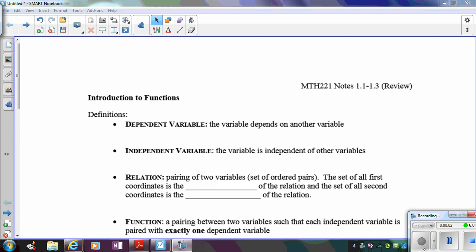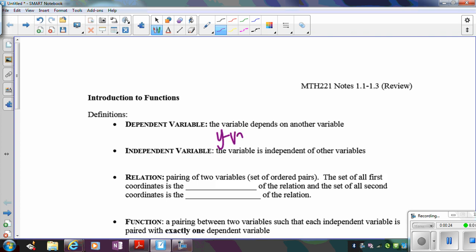In Chapter 1, we're going to review topics that you've learned in other courses prior to this class. So the first thing we're going to start with is functions, so understanding what a function is, and some vocab. We're going to start off with what's called a dependent variable versus an independent variable. Your dependent variable depends on another variable, but this is your y value. So this is the y value or the output.